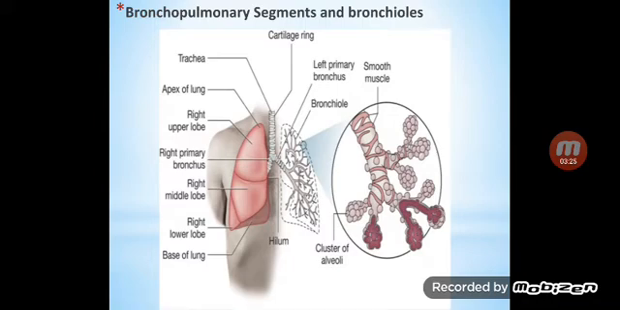The bronchopulmonary segment is triangular in shape and it is surrounded by connective tissue. And the tributary of the pulmonary vein runs in the connective tissue between the adjacent bronchopulmonary segments. Also a branch of pulmonary artery, as I said. Then what else? Each segment has its own lymphatic vessels and autonomic innervation. That's why I said it is a structurally and functionally independent unit.